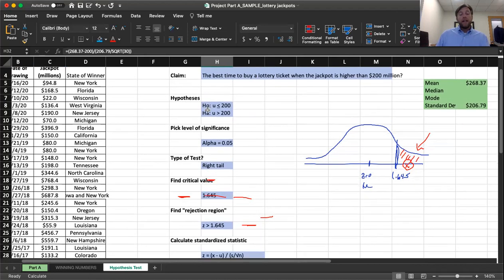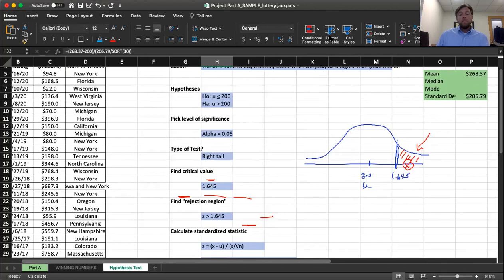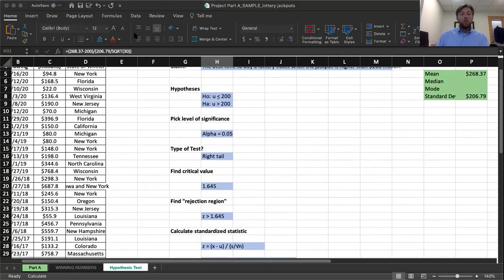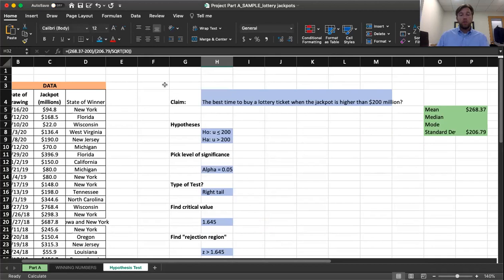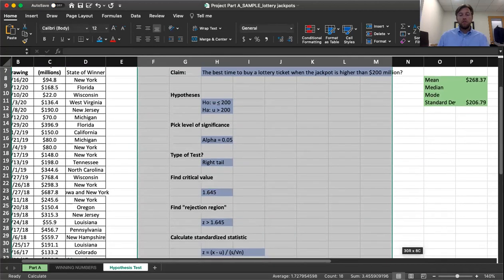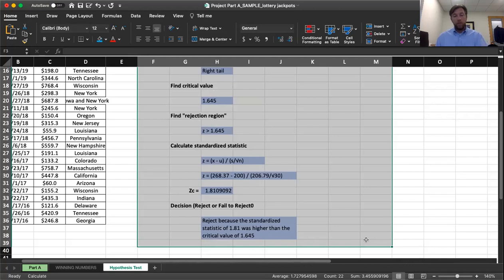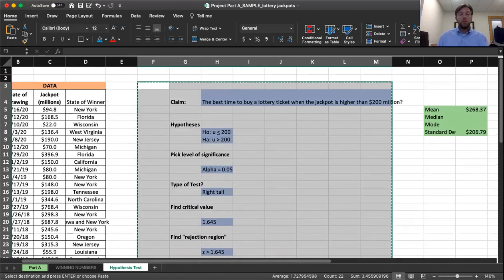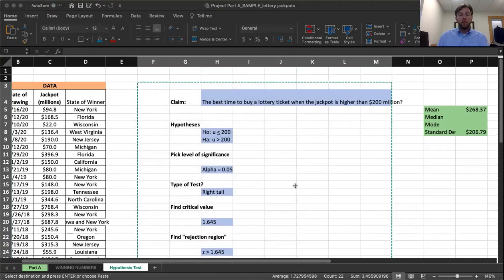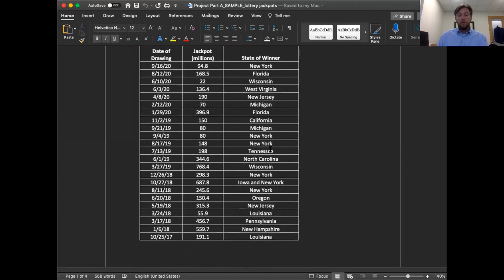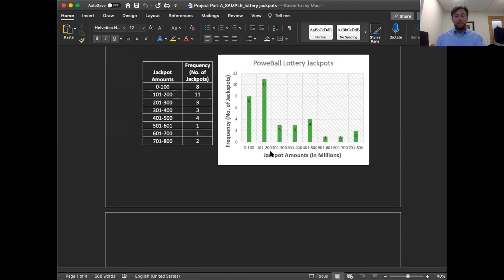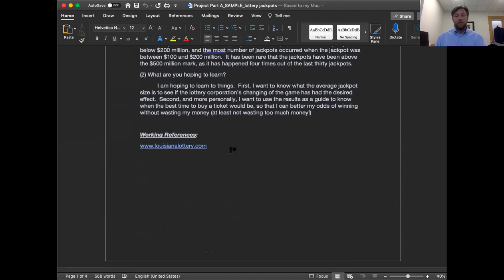Okay, so that's the hypothesis test. What you want to do is copy it. I recommend just go ahead and copy it straight from the book. Go to your Word document for your project. And here's mine. So I'm going to go right to the end, and I'm probably going to put it after mine.